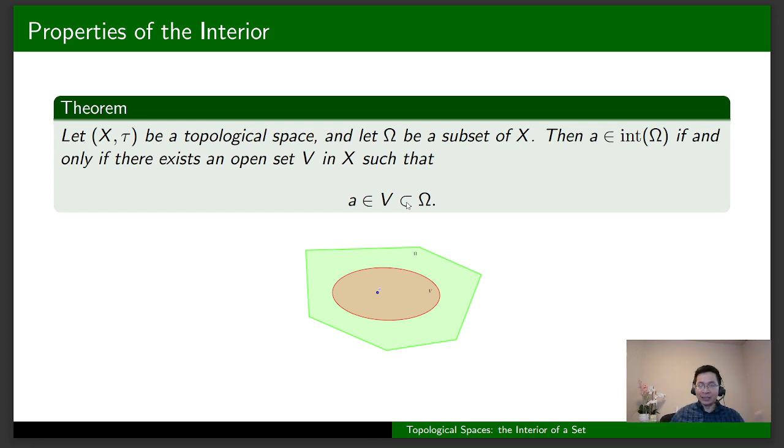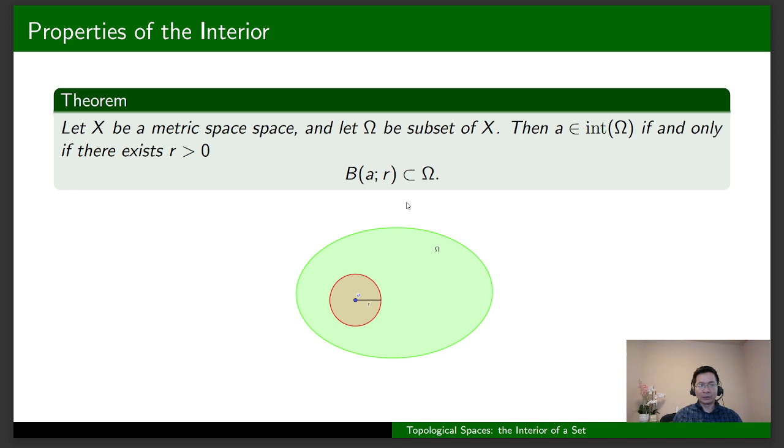The converse implication is not so easy to verify. Now, in this theorem, we are looking at a metric space, and omega is a subset of that metric space. Then A belongs to the interior of omega if and only if there is some radius r such that the open ball with center at A and radius r is a subset of the set omega. What it means here is the open set in the previous example can be replaced by an open ball if the topological space under consideration is a metric space. How can we prove this theorem?